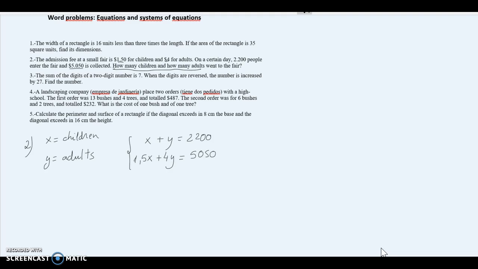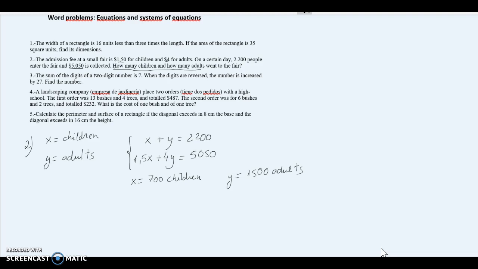Okay, so these are the equations. You can use the elimination method, for example, or substitution, or the equality method. It doesn't matter because it's not really difficult. The equations are linear. Well, I'm going to write the solutions directly, because I don't think you will have problems to finish this problem. So x, the children, 700 children, and y, the number of adults, 1,500.